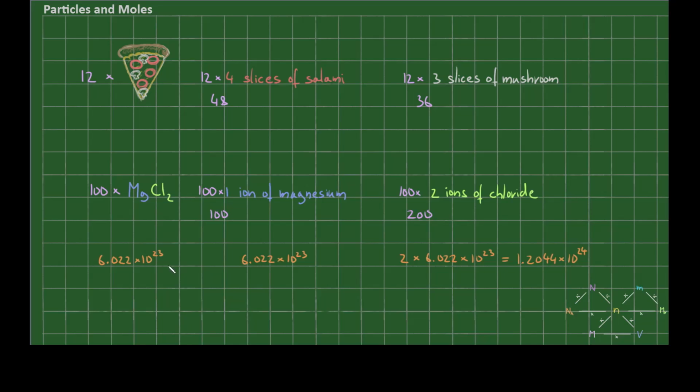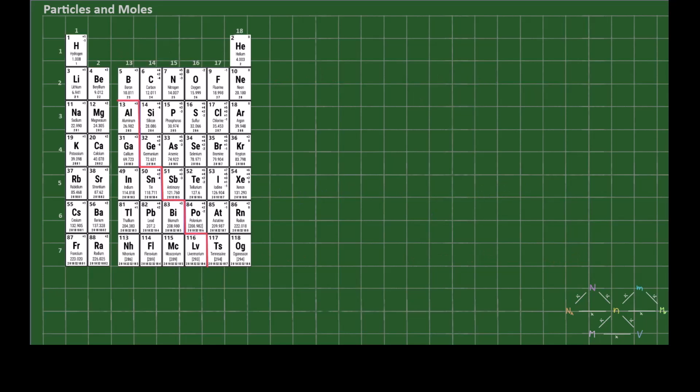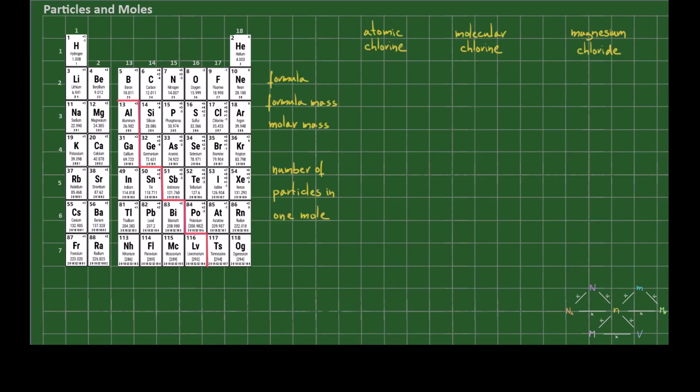So when we measure compounds, we tend to do it by mass. So what is the mass of a mole of magnesium chloride? Or what is the mass of 6.22 times 10 to the 23 particles of magnesium chloride? The answer to this question lies in the periodic table of elements. Here is the main group, and next to it I'm going to construct a table. I'm going to look at atomic chlorine, molecular chlorine, and magnesium chloride.